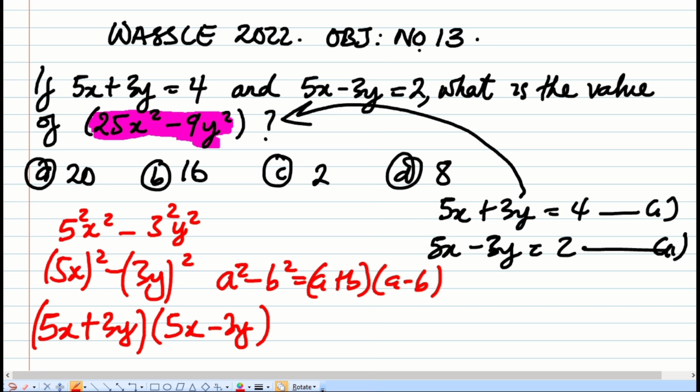So you see from the question, 5x plus 3y is given as 4, so we replace 5x plus 3y with 4, times 5x minus 3y, which is given as 2. Easy. So we replace it with 2. 4 times 2 is 8. So the correct option is option D there, which is 8. So that's our final answer.